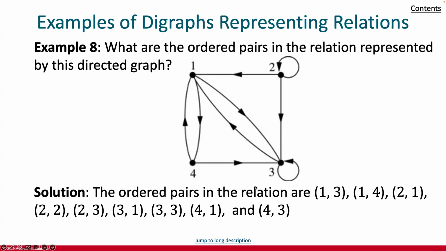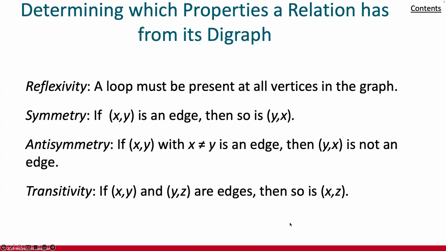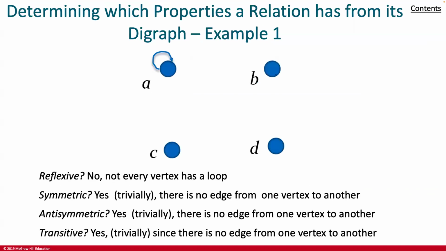Here we have another example. Here we're given the graph, and then we wanted to figure out the ordered pairs, so we can go both ways. So how do we determine which properties a relation has from its digraph? We can be looking for reflexivity, symmetry, anti-symmetry, and transitivity.